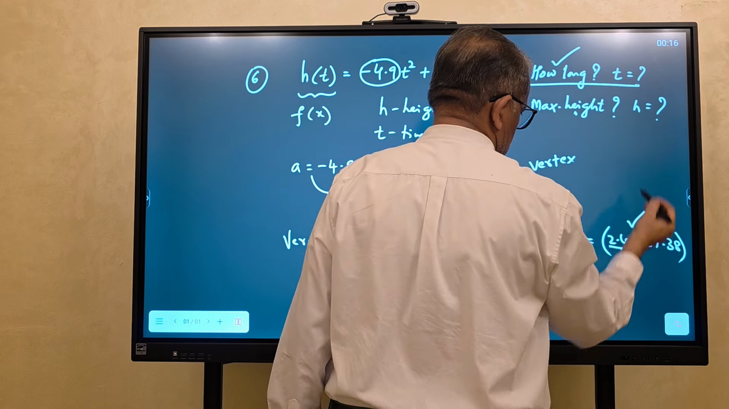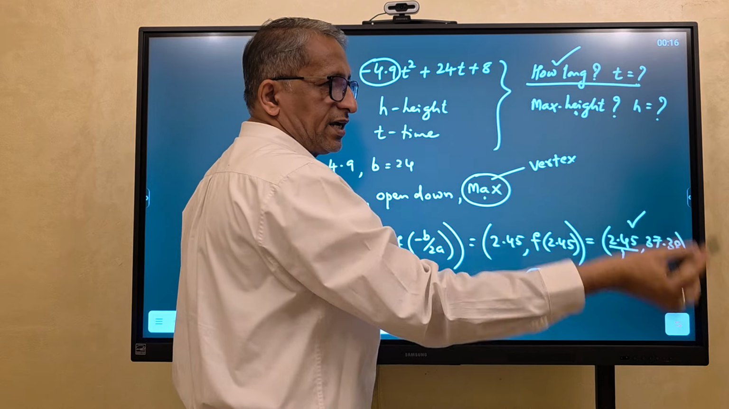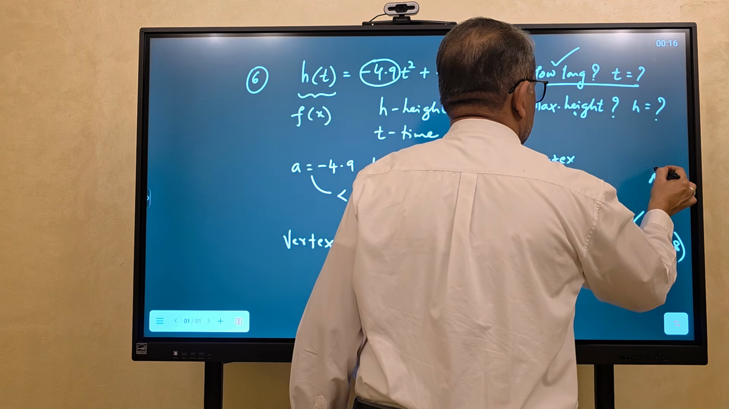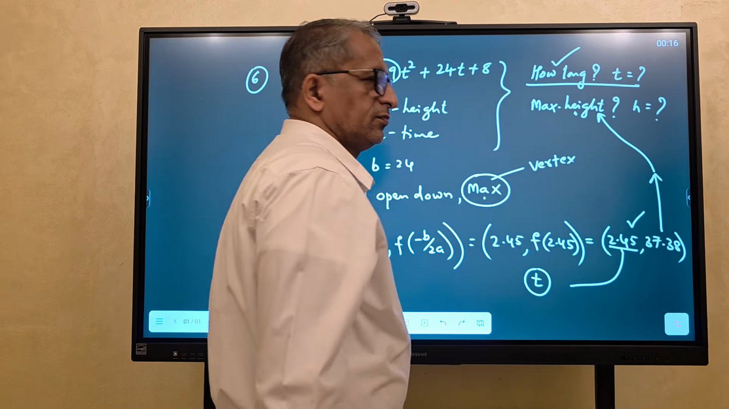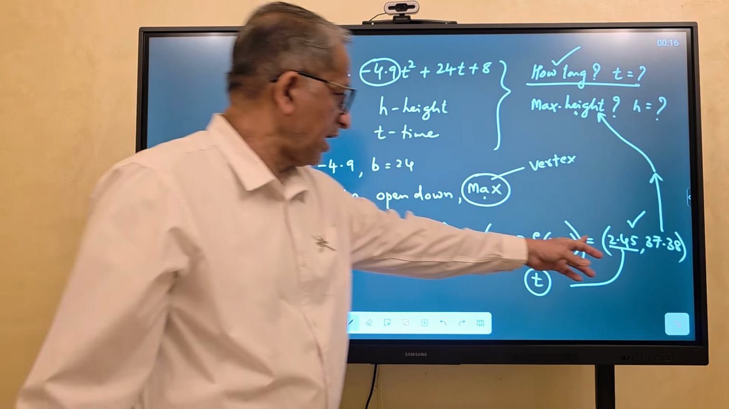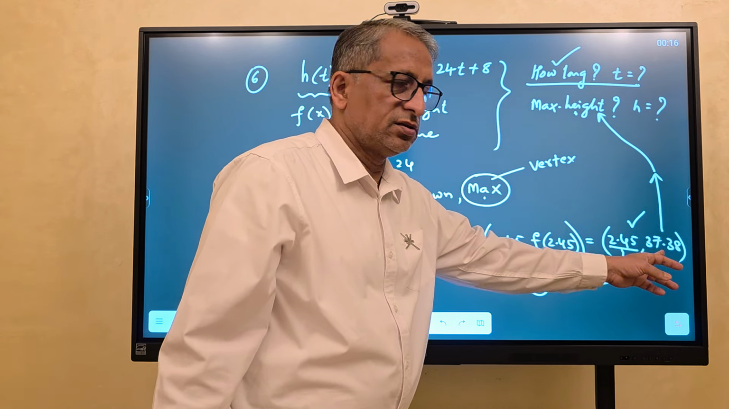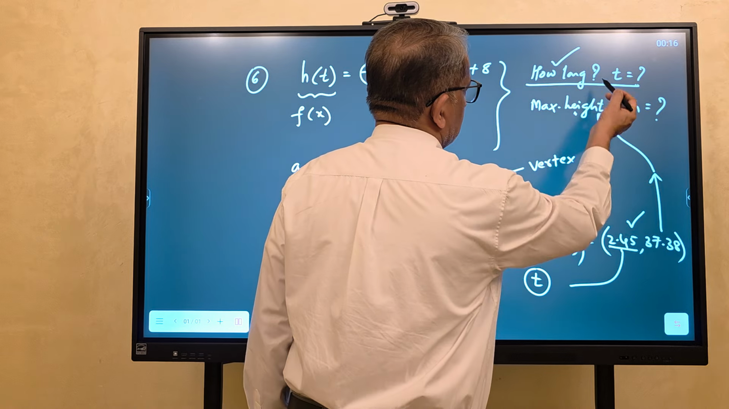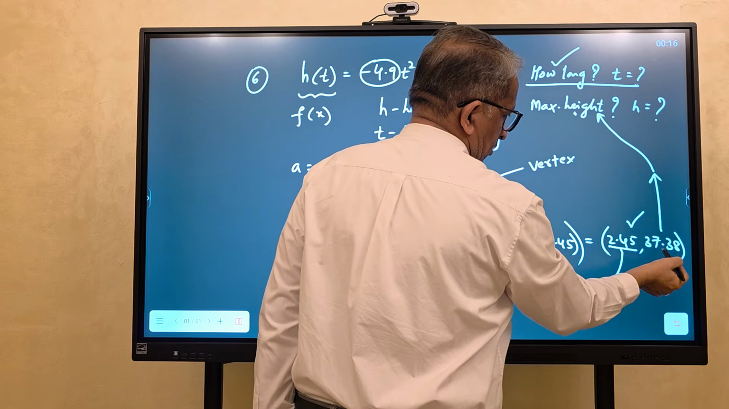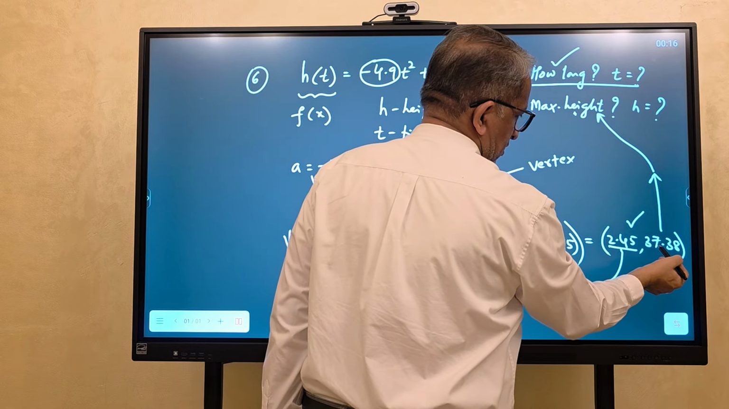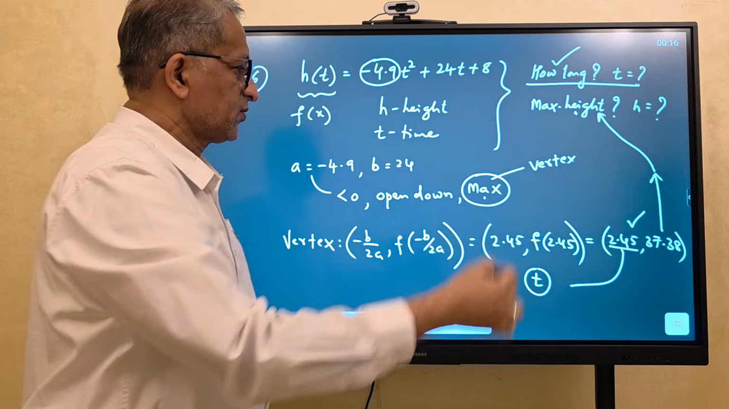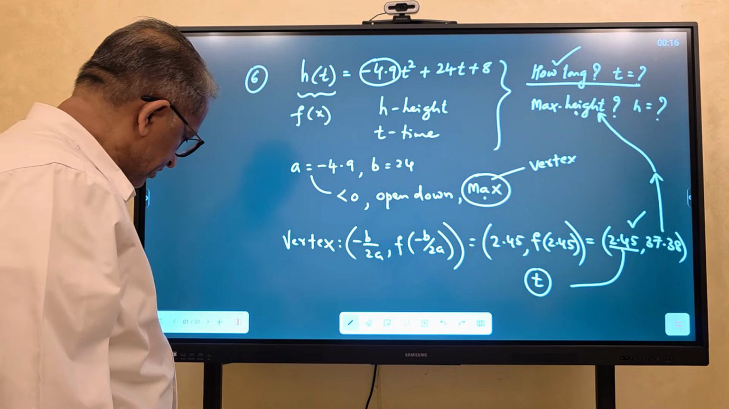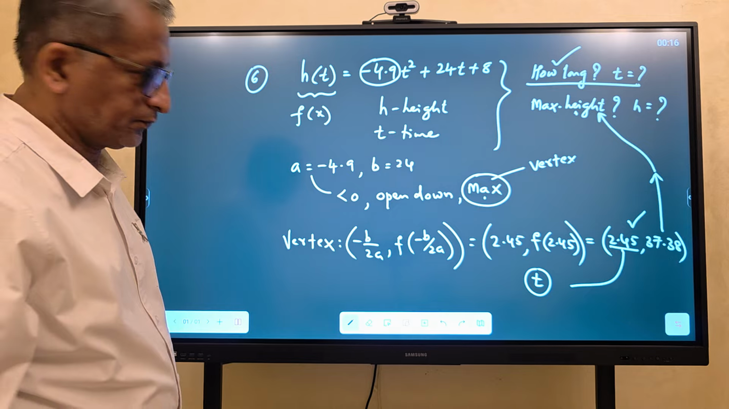How long? 2.45 seconds. What is the maximum height? This is the maximum height. That is height, and this is the time. So here, this is given in seconds, so 2.45 seconds it takes, and the maximum height it goes is 37.38 meters. So that's the answer you're going to get. Question number 5 is done in exactly the same way.